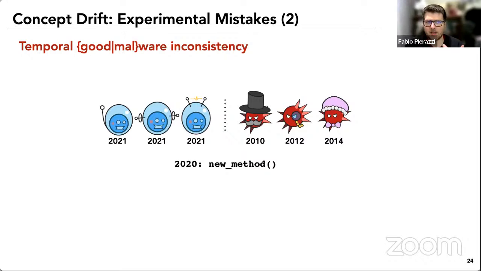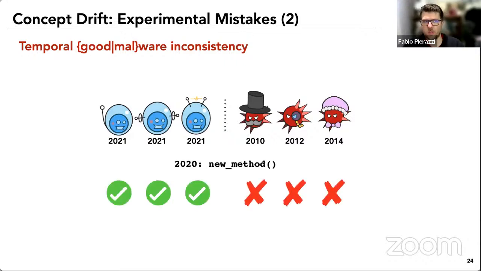So what happens is that a machine learning classifier learns from the data. It's not intelligent per se. So what the classifier will learn is that this specific API is perfect for distinguishing between goodware and malware, but it's completely unrelated to maliciousness. It's just a spurious correlation.